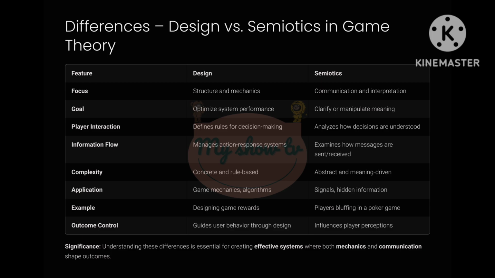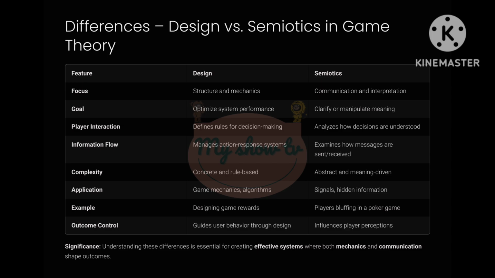1. Focus. Design centers on structuring systems and mechanics, while semiotics deals with how meaning is communicated. 2. Goal. Design aims to optimize performance, while semiotics focuses on clarifying or manipulating meaning. 3. Player interaction. Design defines how players interact through rules. Semiotics interprets how players understand these interactions. 4. Information flow. Design manages the action-response cycle, while semiotics examines how messages are transmitted and interpreted.